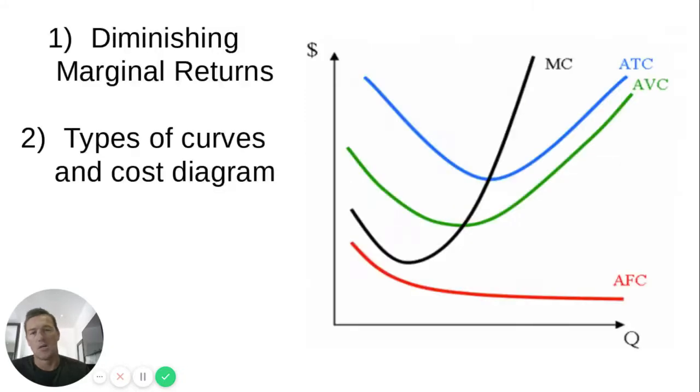Okay. So that's the aim of the video then. Number 1 video was diminishing marginal returns. This one was types of curves and the cost diagram. You need to practice doing the diagram. When we add revenue and then profit to this diagram, it's something that you need to be very comfortable with.